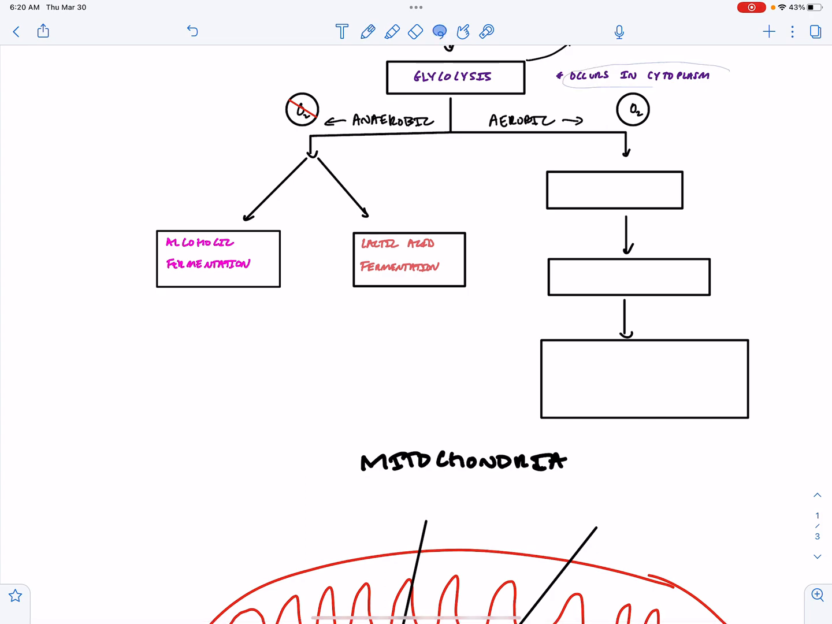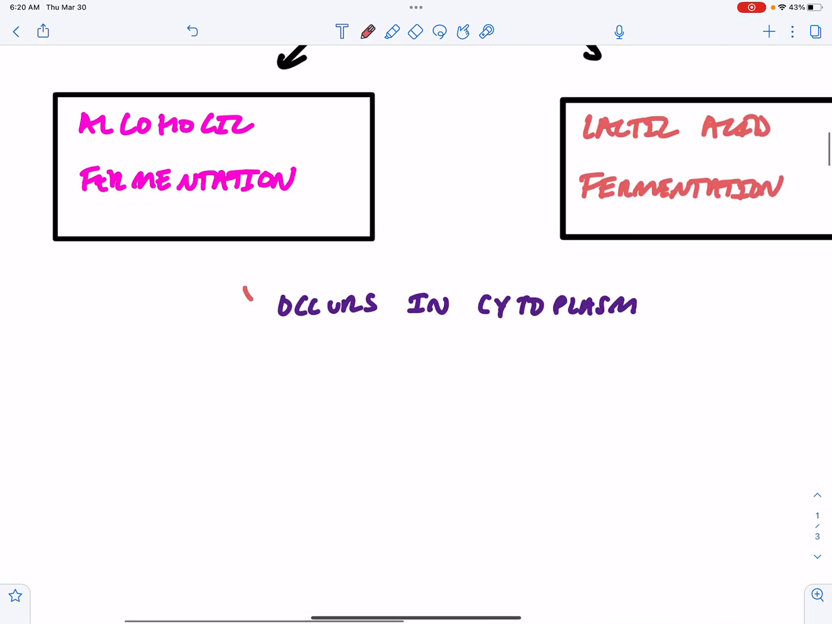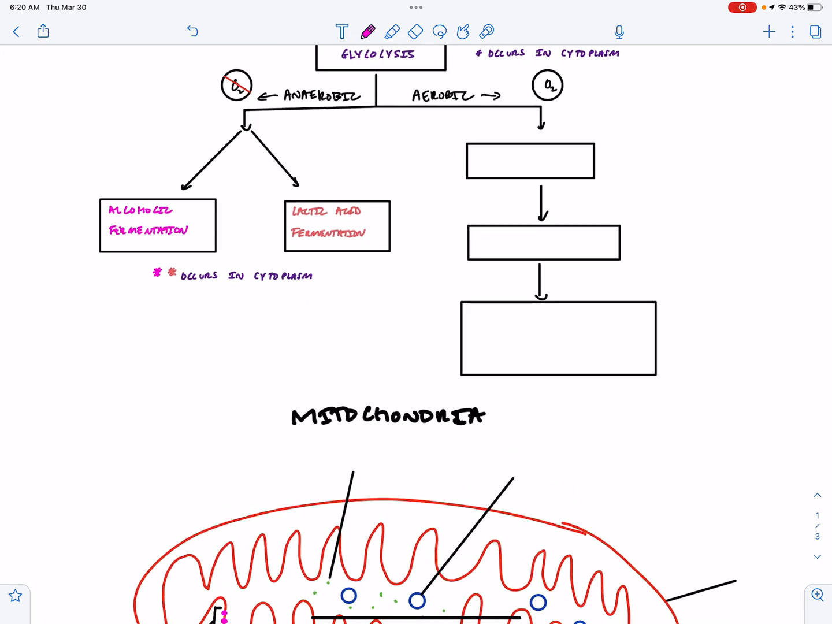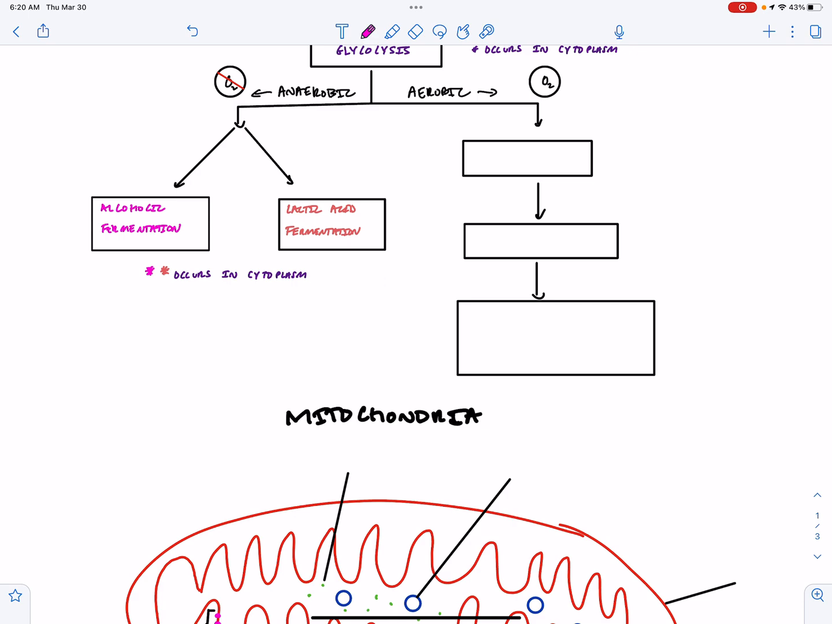Okay. So both alcoholic and lactic acid fermentation occur in the cytoplasm, and they are happening when oxygen is not present. And we're going to talk about what these processes do later on.